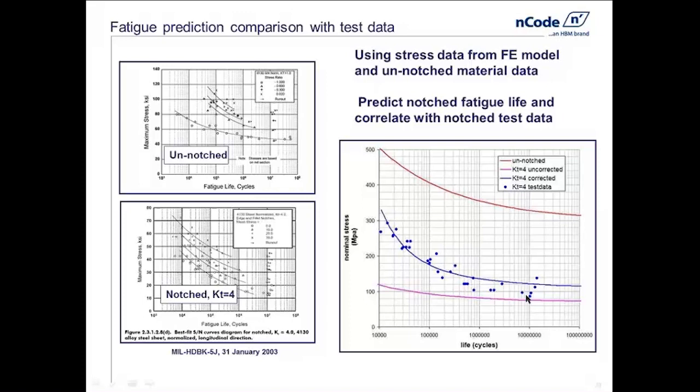However, when we turn on the stress gradient correction, allowing us to account for notch sensitivity, the actual prediction is the blue curve that you see. And overlaid on top of that blue curve are the test data from the notch specimen from Mil Handbook 5. The key here is we're able to correctly predict the fatigue performance, even though the material is not 100% notch sensitive.